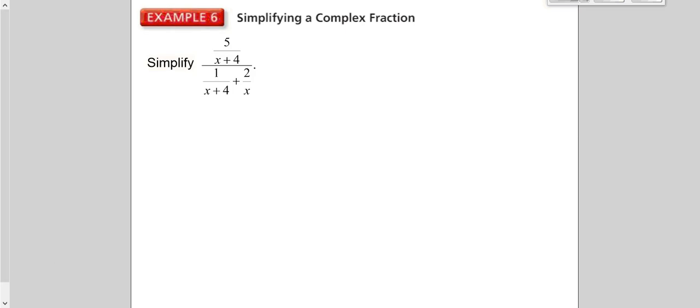Simplifying a complex fraction. I am going to use method 2. I want to cancel out these denominators as quickly as I can so that I don't have fractions inside of fractions anymore. We want it to not be a complex fraction. So look at our denominators. We have x plus 4, and an x. So we don't have to write x plus 4 twice. We just need it once.